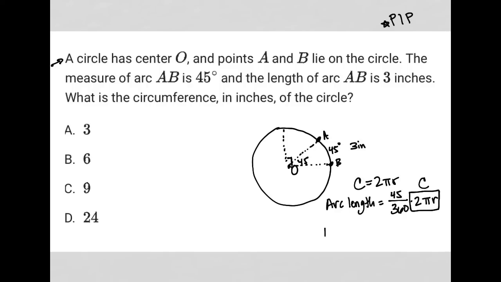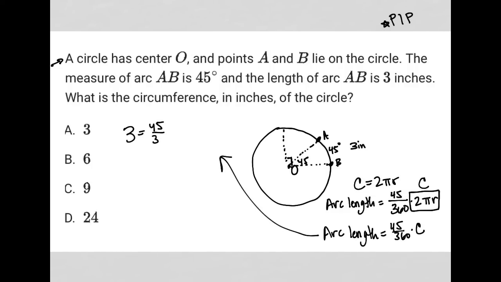So I could just rewrite this as arc length equals 45 over 360 times C, which is what I'm looking for. Now, the question tells me that the arc length is 3 inches. So let's go up here for more space, which means my equation turns into 3 equals 45 over 360 times C.